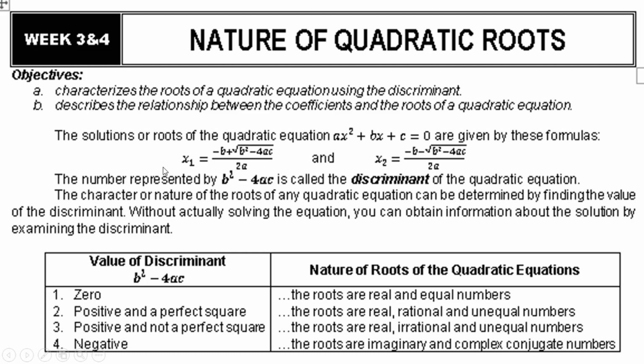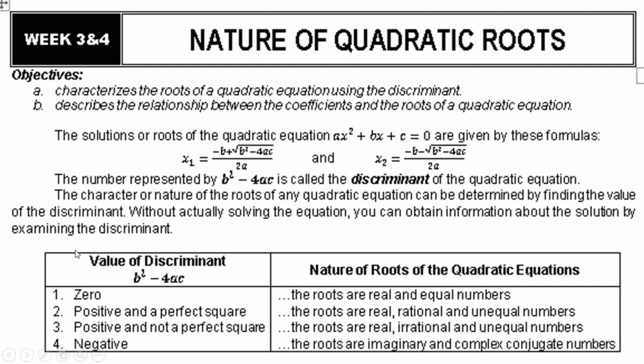As you notice, we have there the formula for the quadratic formula. Negative b, then plus or minus, as you notice, plus or minus, one positive and one negative since there are two roots of a given quadratic equation. The number represented by b squared minus 4ac is what we call the discriminant.